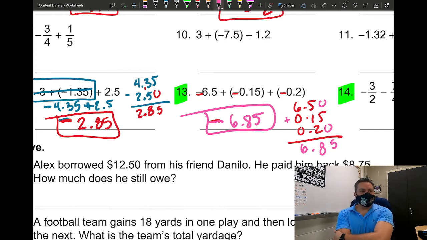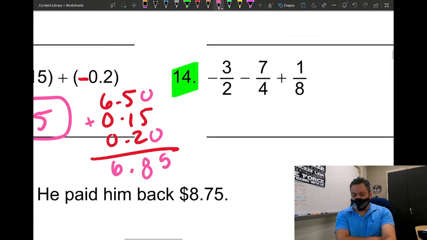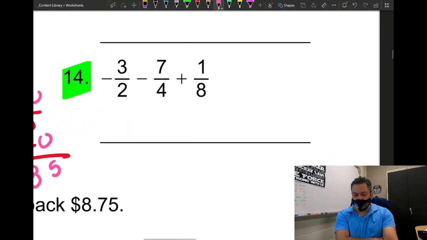Questions so far? All right. So number 14. What happens when you have a fraction with different denominators? First of all, let's look at the signs. I have 2 negatives and 1 positive. Let's look at the sign. 2 negatives, 1 positive. So the answer, it looks like it's going to be negative.